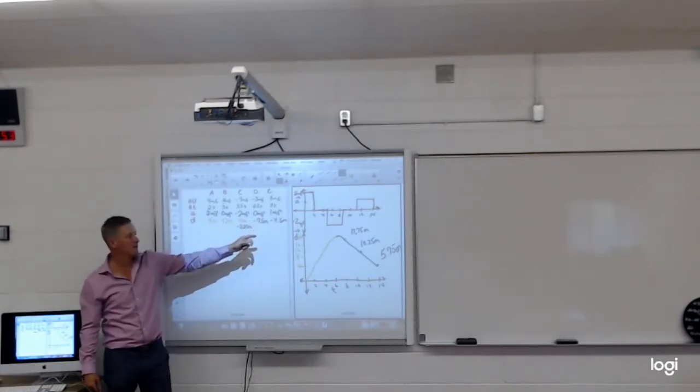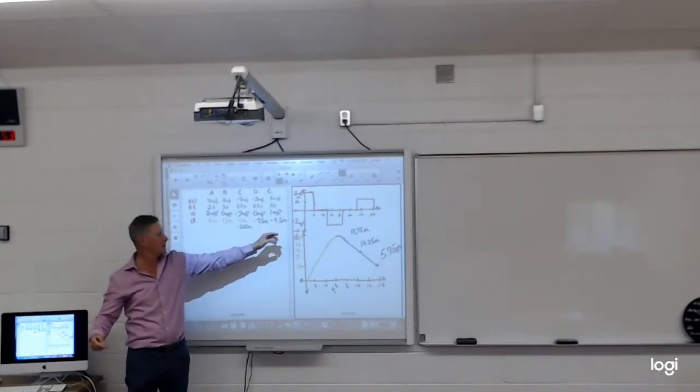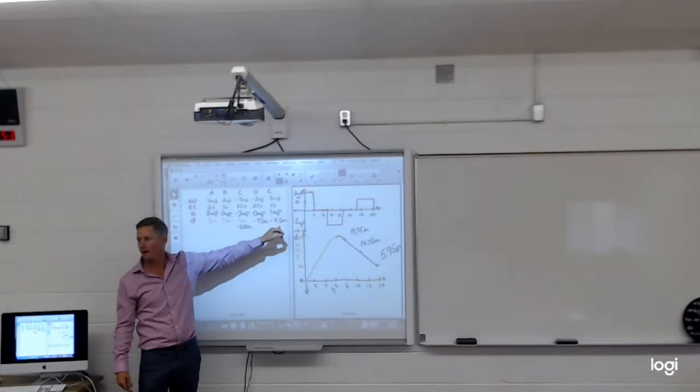Then you start slowing down. I keep slowing down, closer to a stop again, but I stop short. I stop at 4.5 meters.